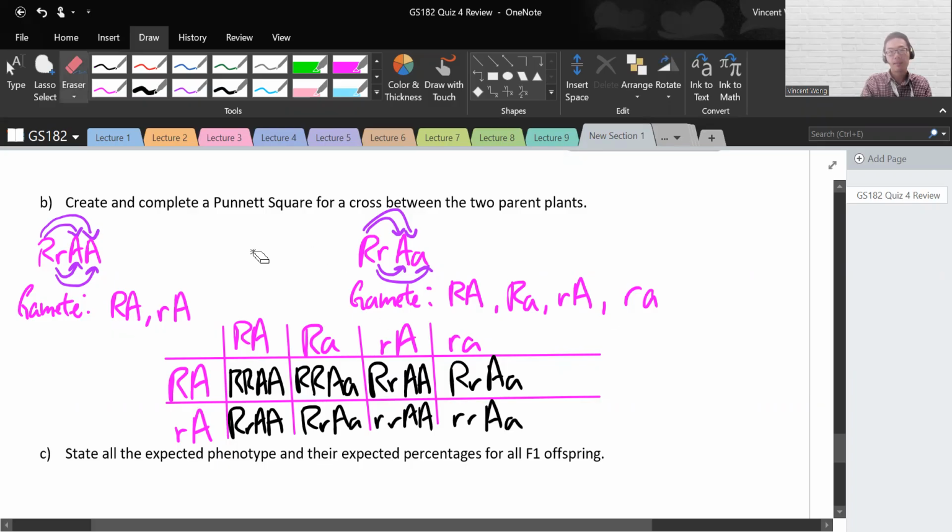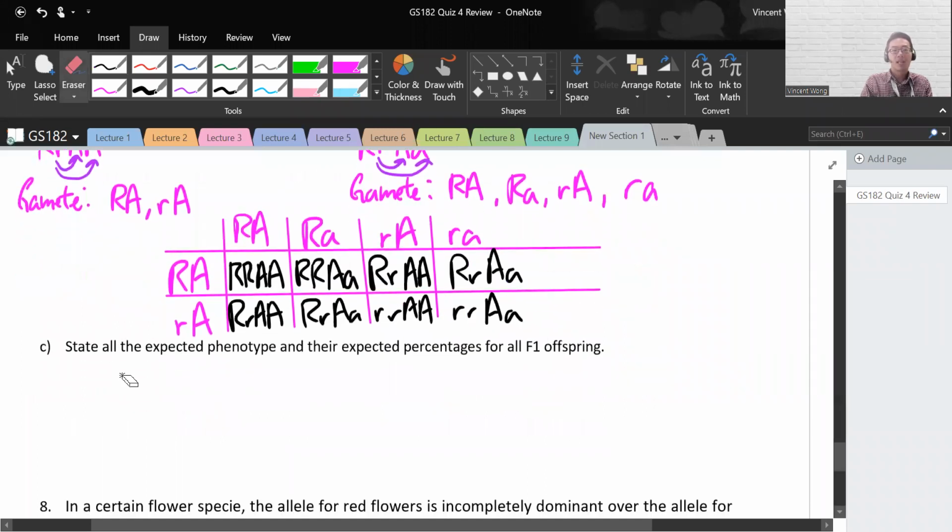All right, that's it. The question says create and complete a Punnett square, right? Then the next question asks you to state all the expected phenotypes and their expected percentages for all F1 offspring. So this is F1, the first generation, right? And it's only asking for phenotype.